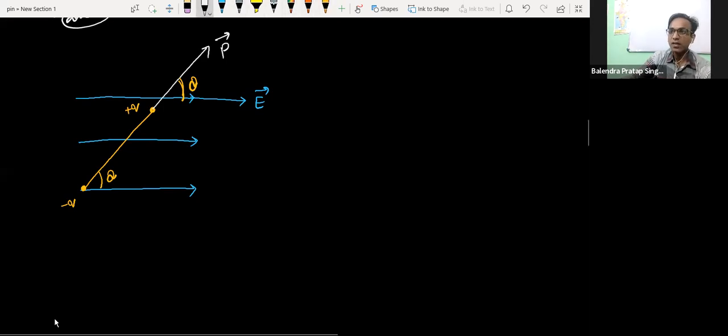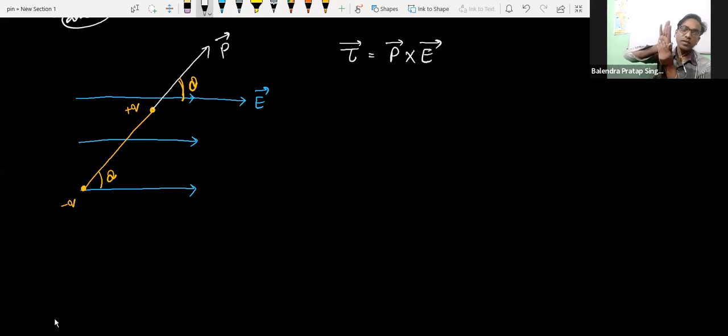How do I define torque? Torque is equal to P cross E. Now you can apply the right hand thumb rule. The right hand thumb rule says put your palm along your first vector, P cross E. So this torque will try to rotate and align this dipole in the direction of this electric field. Is it clear that this is the direction of electric field?